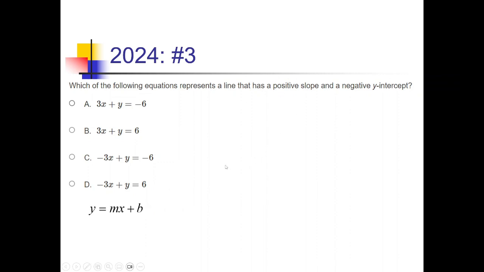Now the good news is to get all of these in that form, you really just have to get y by itself, which on all of these I can do by just moving this first x term over to the other side, by either subtracting it or adding it.